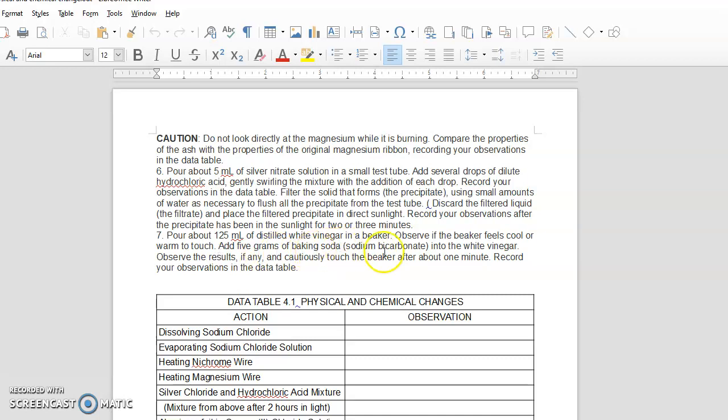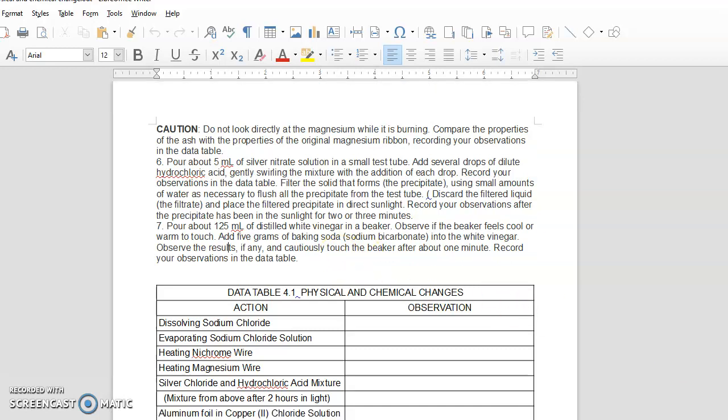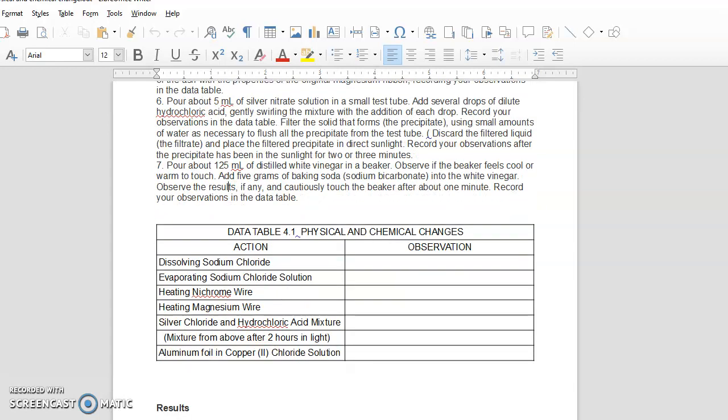Once you add baking soda, that's sodium bicarbonate, to that, observe what happens. I'll tell you what happens. You get a whole lot of little bubbles coming out of that very, very vigorously. And then we touch it now. That actually is very hot. It's going to be an exothermic reaction. In other words, heat's going to be given off for that one.